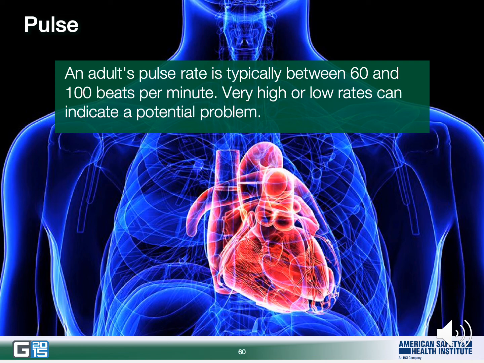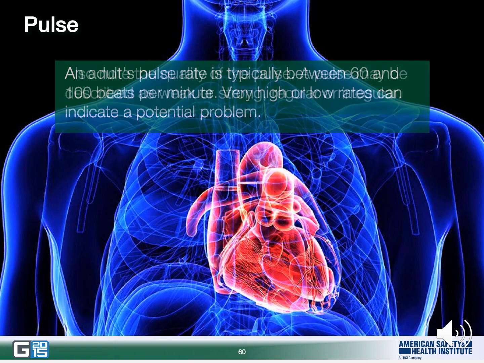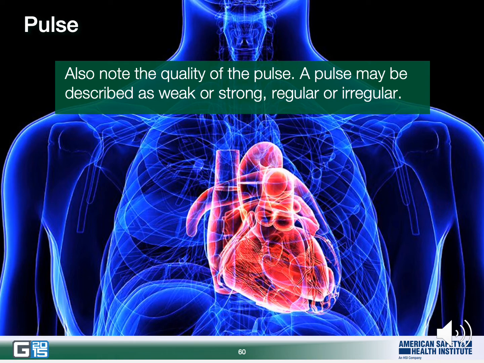An adult's pulse rate is typically between 60 and 100 beats per minute. Very high or low rates can indicate potential problems. Also note the quality of the pulse. A pulse may be described as weak or strong, regular or irregular.